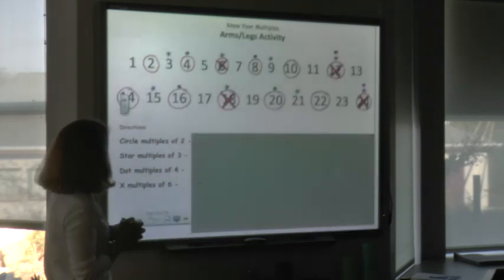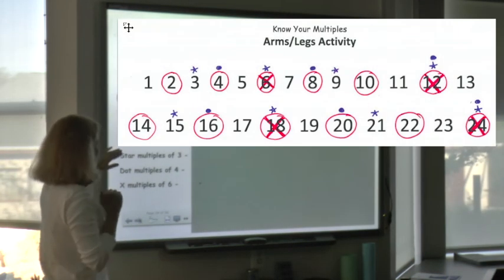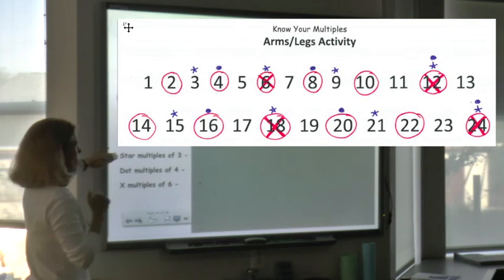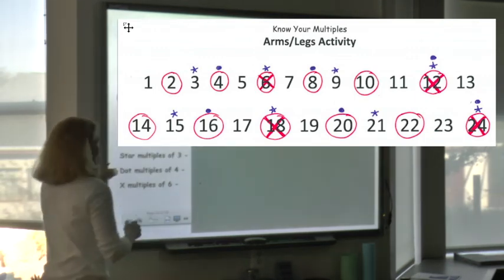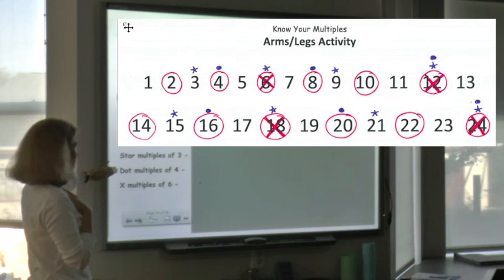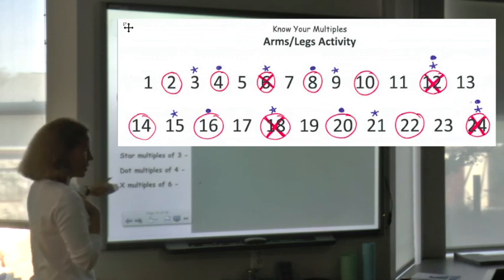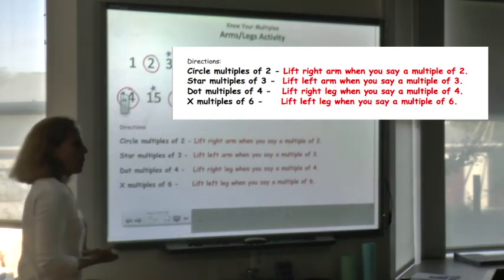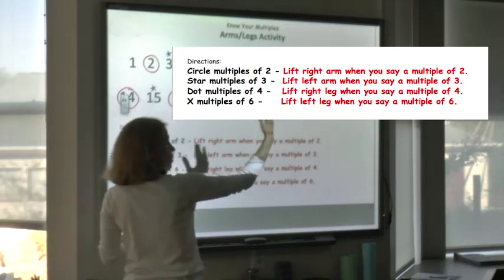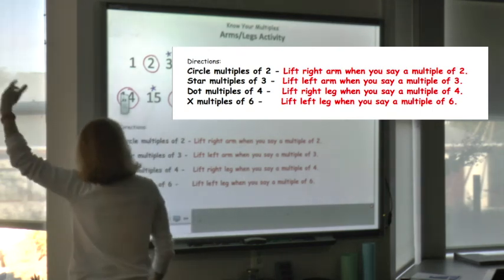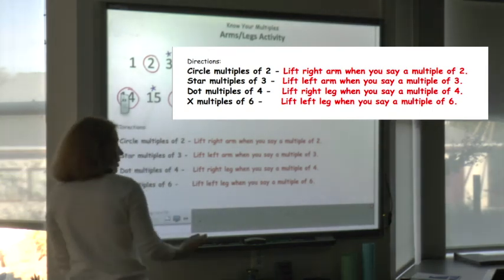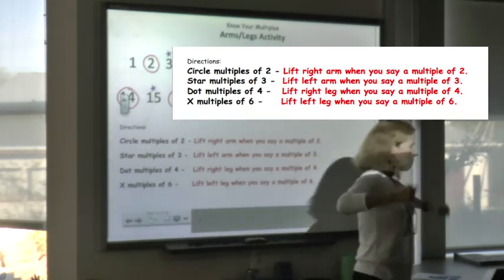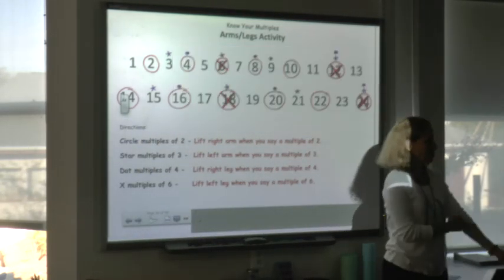So if you look at this, 4th graders were asked to circle the multiples of 2. We did that. Star the multiples of 3. So you see your stars, 3, 6, 9, etc. Dot the multiples of 4. X the multiples of 6. Okay, done that. Why? You will be lifting your right arm on a multiple of 2. Lifting your left arm on a multiple of 3. Right leg if you want to. I'll have you do 2s and 4s. You can start with the first 2. Stand up. Let me show you how this works.